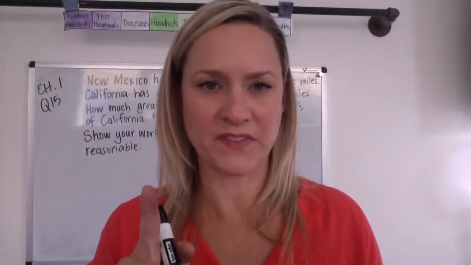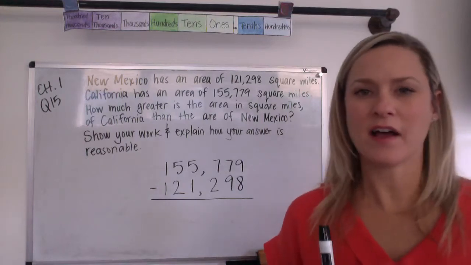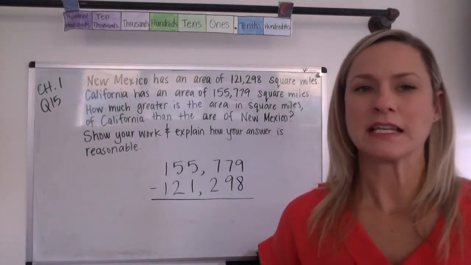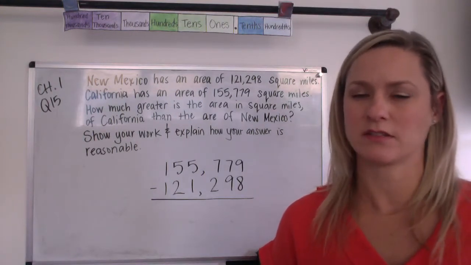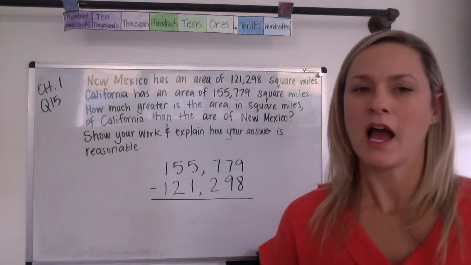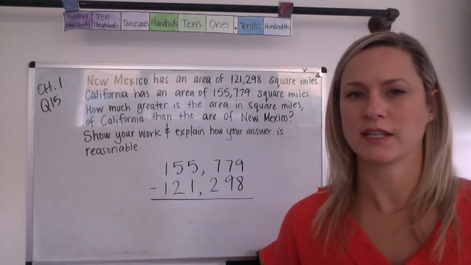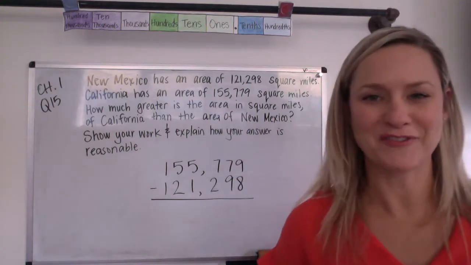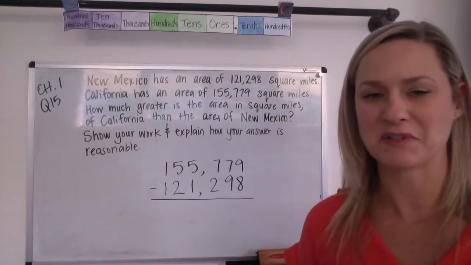All right, question 15 is up next. So let's read it. New Mexico has an area of 121,298 square miles. California has an area of 155,779 square miles. How much greater is the area in square miles of California than the area of New Mexico? Show your work and explain how your answer is reasonable.